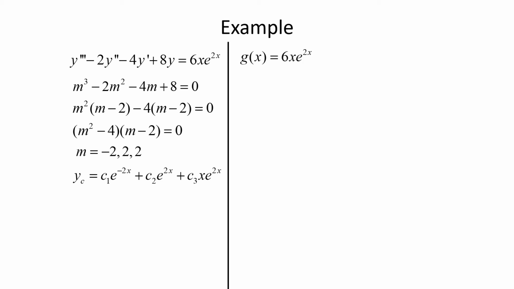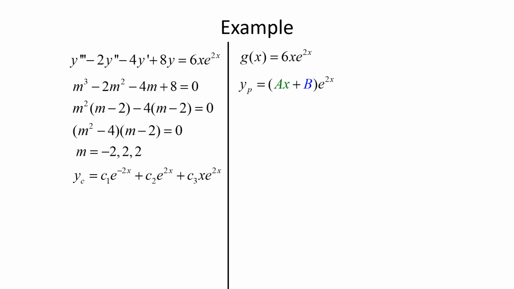So for our particular solution, g of x is equal to 6x e to the 2x. That's a linear function times an exponential. So we're going to assume that yp takes the same form. So yp equals (ax plus b) times e to the 2x. All right. Now before we continue with this, let's check and make sure that there's no repetition.